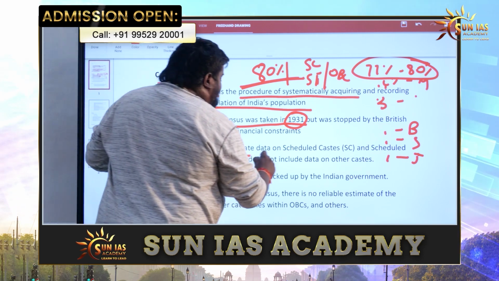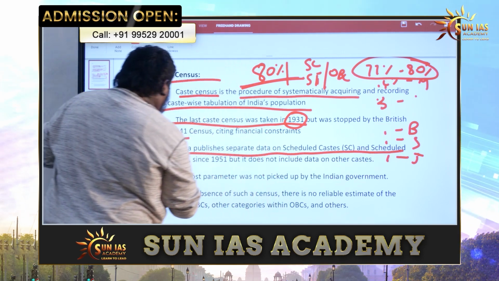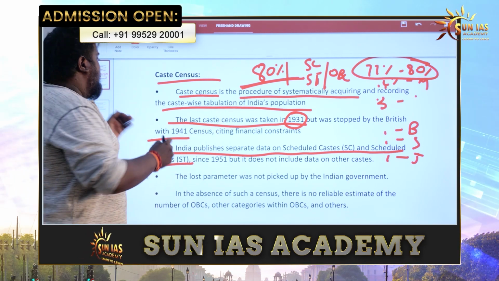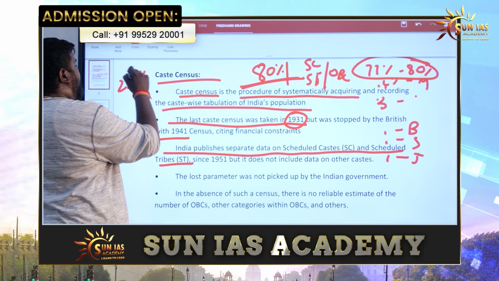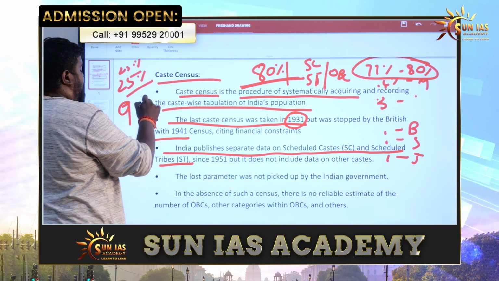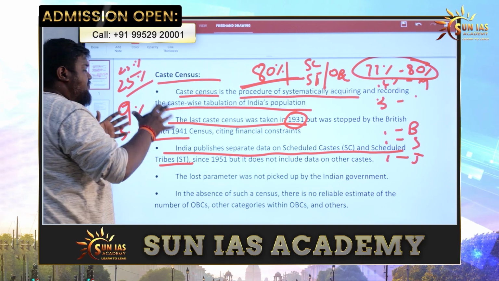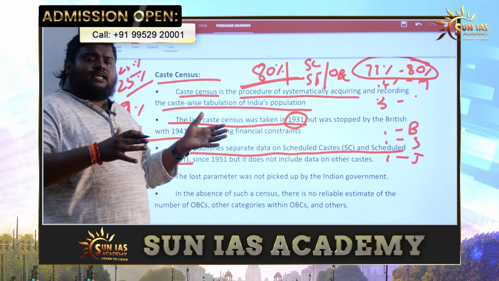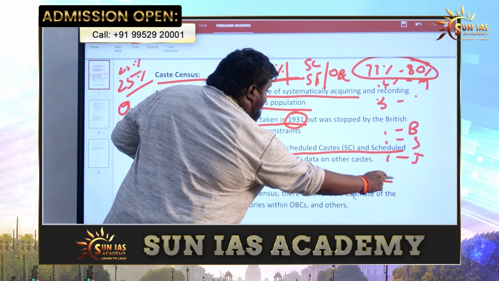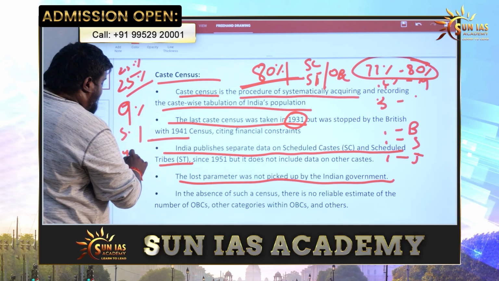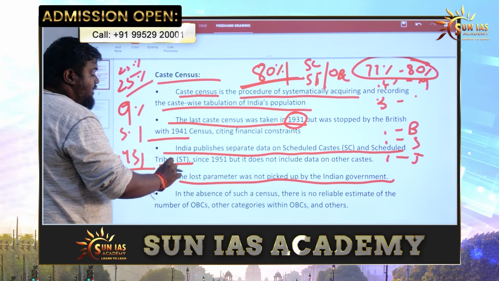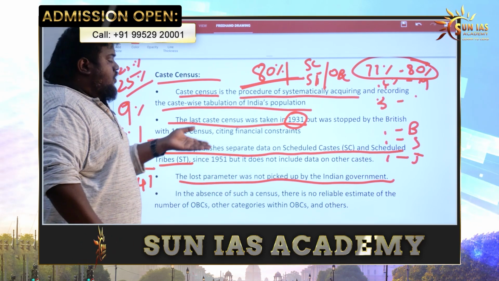India also publishes separate data for the scheduled castes as well as the scheduled tribes. Nearly 23 to 25% of the Hindu population is scheduled caste, and nearly 9% of the Indian population is scheduled tribe. So we have the accumulated data of the scheduled tribes and scheduled castes. But the last parameter was not picked up by the Indian government after independence. After 1931, no Indian government was ready to do a caste-based census.